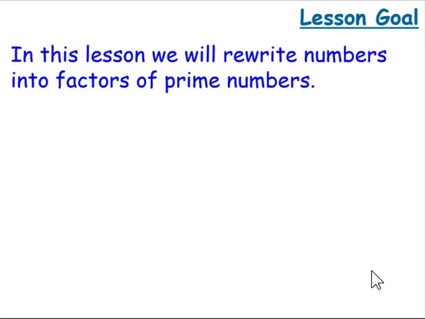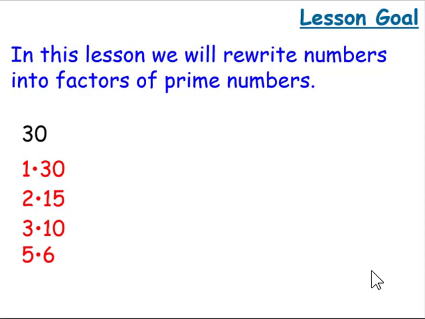In this lesson, we will rewrite numbers into factors of prime numbers. Let's take a look at the number 30. We can write it as factors of 1 and 30, 2 and 15, 3 and 10, and 5 and 6. Unfortunately, none of these are written as only factors with prime numbers. In order to do so, we need to take a look at the prime numbers 2, 3, and 5.